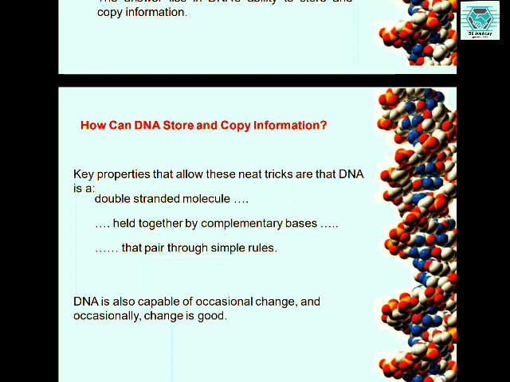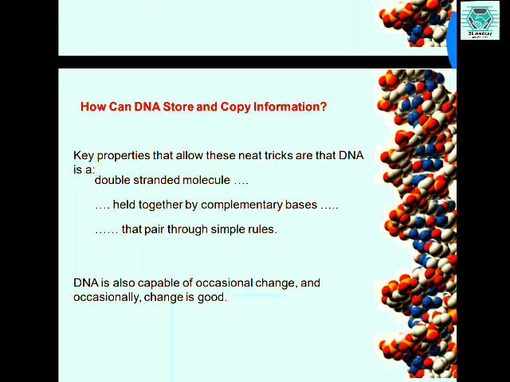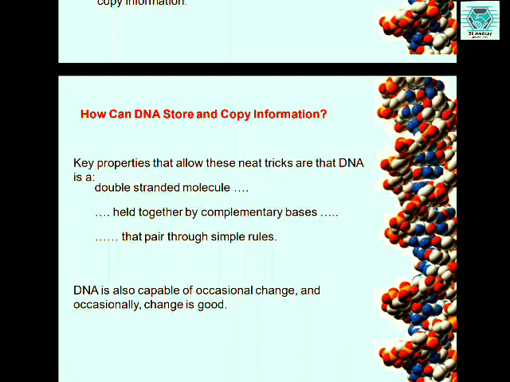We know that DNA has all the information and all the characteristics, whether visible or invisible, and these are all coded by DNA. So how does it do that? The key properties that allow these neat tricks are that DNA is double-stranded, held together by complementary bases that pair through simple rules. DNA is also capable of occasional change, and occasional change is also good.